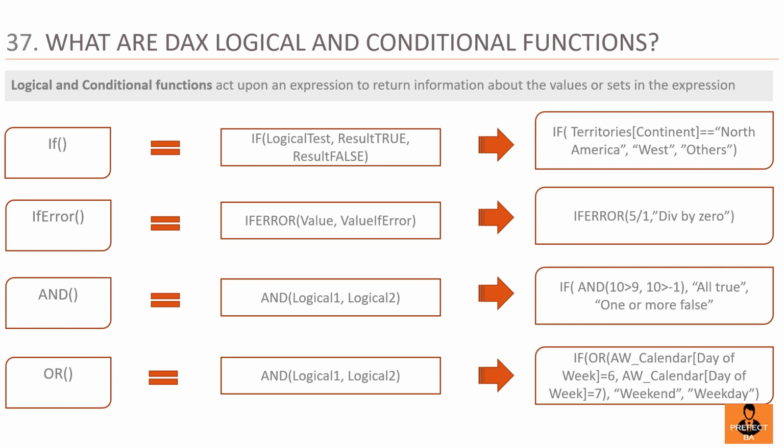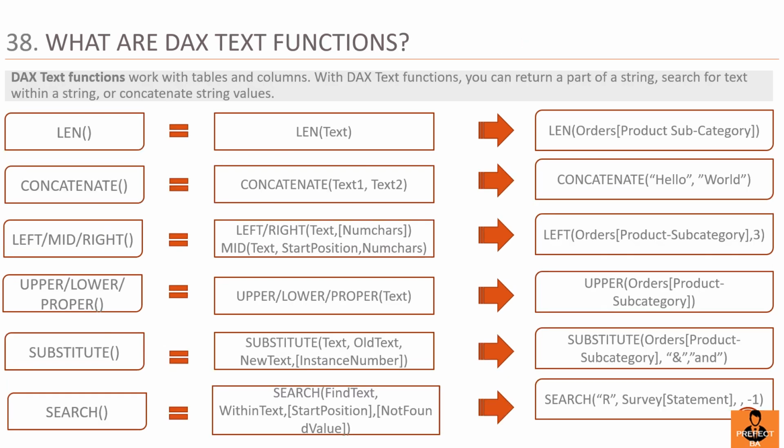Fourth one, OR function. Checks whether one of the arguments is true and returns false if both arguments are false. In the example, if the day of the week column in the AW calendar table is 6 or 7, then the output would be weekend, else it would be weekday. Question number 38. What are DAX text functions in Power BI?